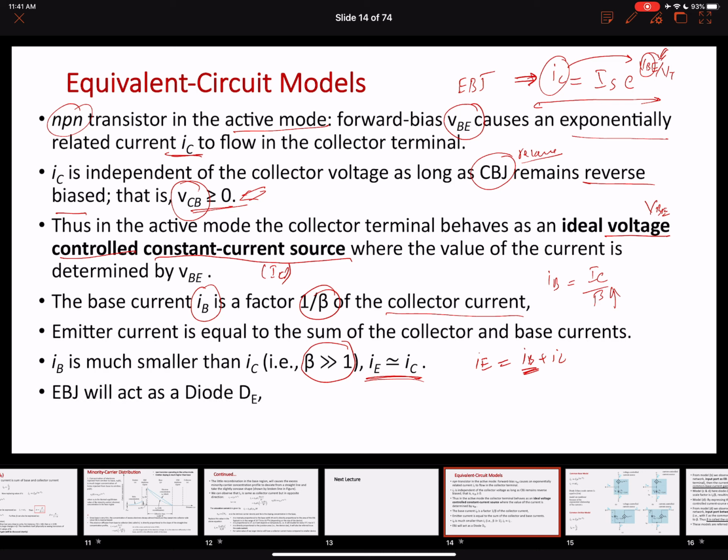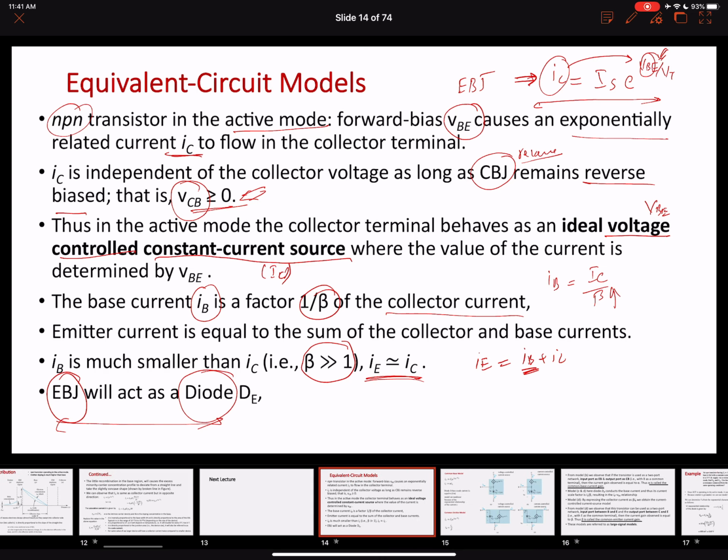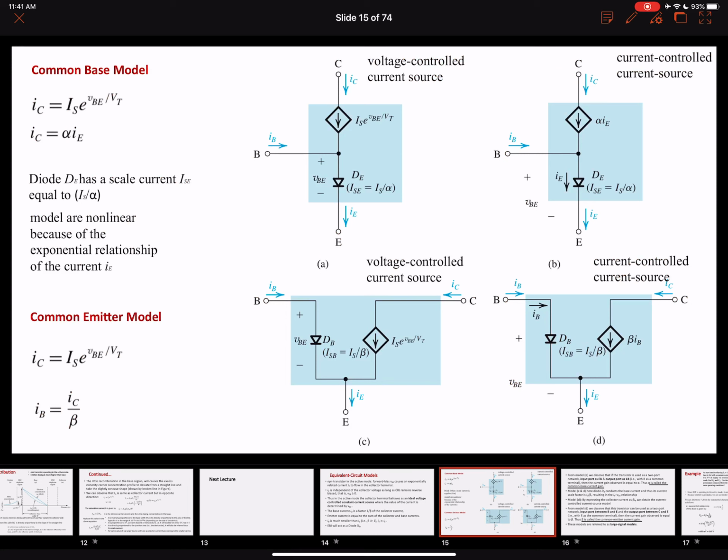Another important thing is that our emitter to base junction in the active mode will act as a diode, and we are going to delve deeper into this phenomenon. Okay, so here are the equivalent circuit models. Let's discuss all of these models in detail.